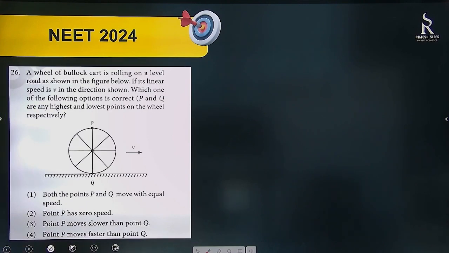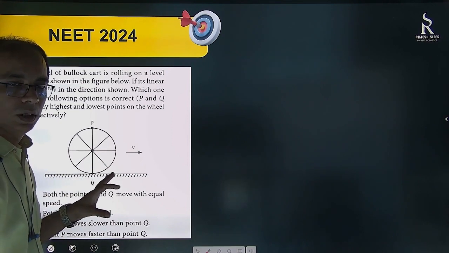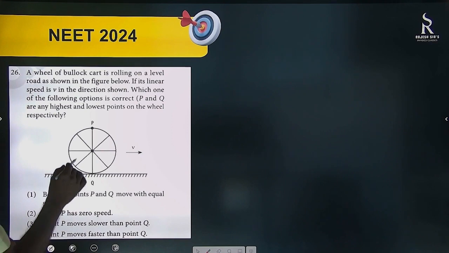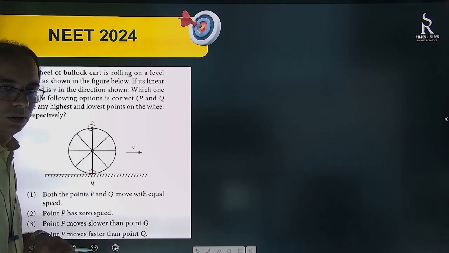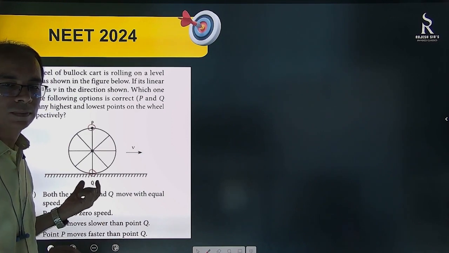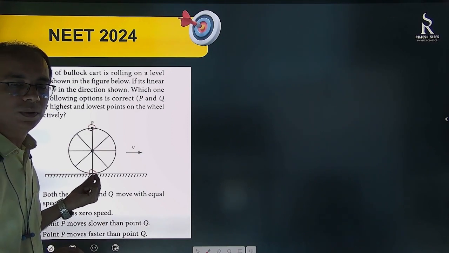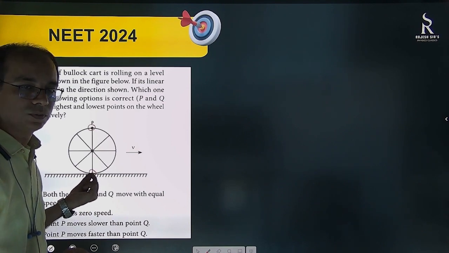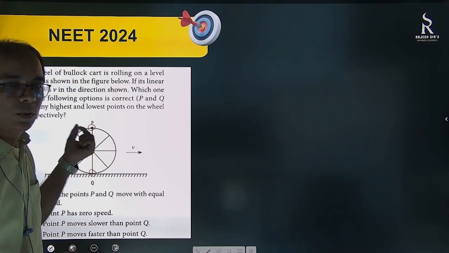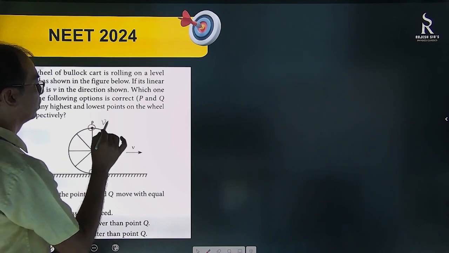Next, a wheel of bullock cart is rolling on a level road as shown in figure. If its linear speed is v in the direction shown, which one of the following options is correct? Now it's rolling. So we all know that the topmost point's velocity will be highest and this point's velocity will be 0. Then only it will be rolling. Rolling means no slipping. No slipping means contact points should not be having any relative motion. So ground is at rest. So this point also should be at rest. Whereas this point's velocity will be what? v plus r omega. We know that.